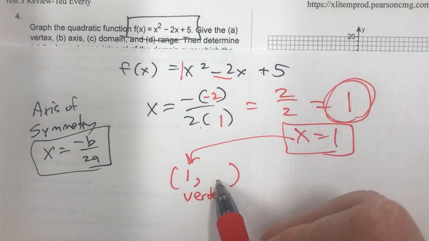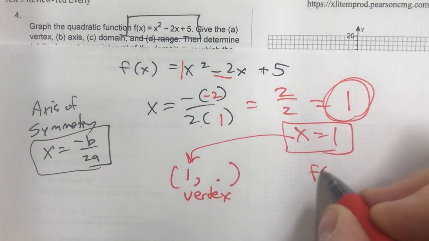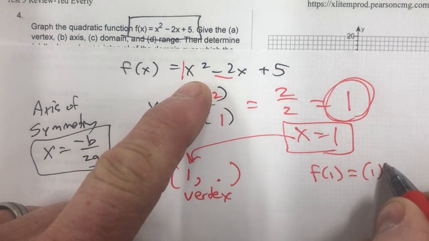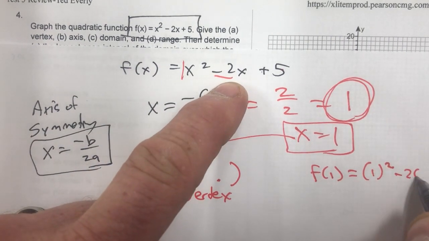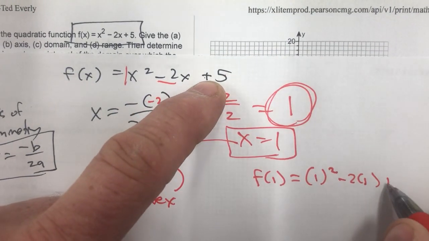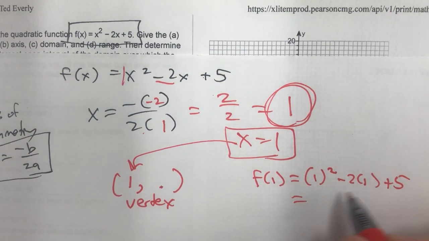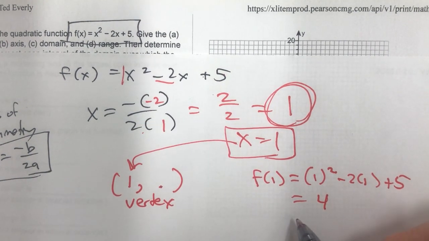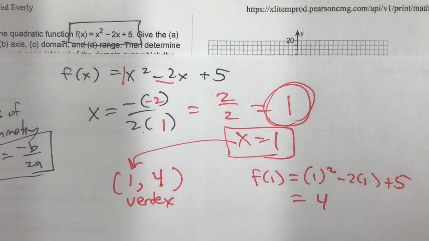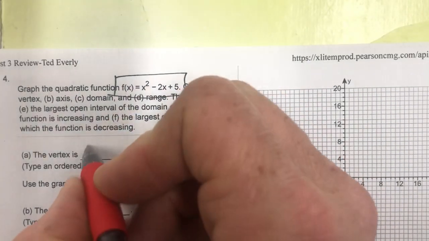Now, how do I figure out this number? Well, I just plug 1 in. I just do f of 1. So when I put 1 in there, I'm going to have 1 squared minus 2 times 1 plus 5, which is going to be 1, -1, 4. All right, so this is 4. And there's my vertex, 1, 4. Okay, so the vertex is 1, 4.